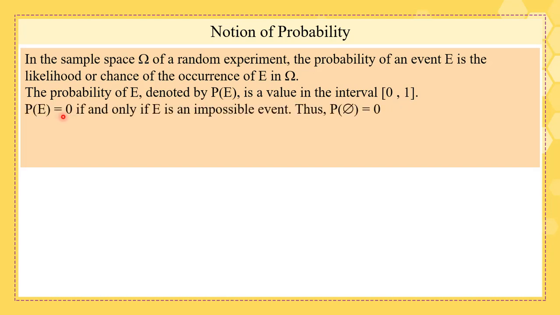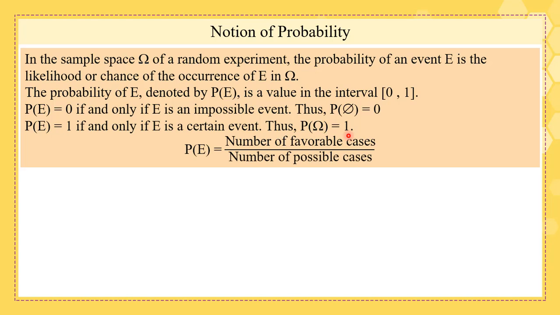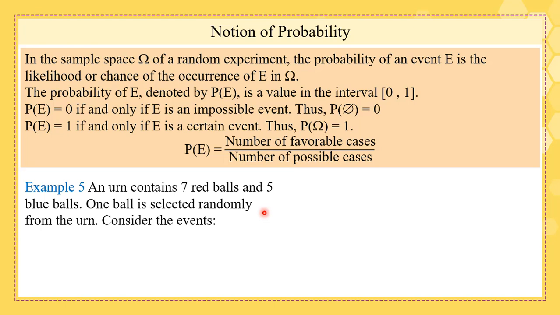The probability of an event is 0 if the event is impossible, so P of phi is 0, and the probability of an event is 1 if the event is certain, so the probability of omega is 1. And to calculate the probability, in fact, the probability of an event, it's the number of favorable cases over the number of possible cases. Now let's see this example about calculating the probability.